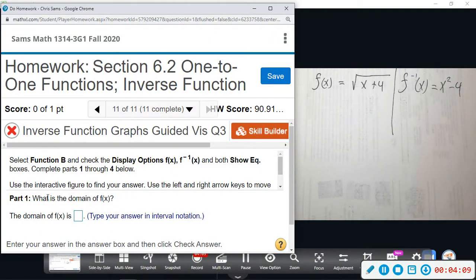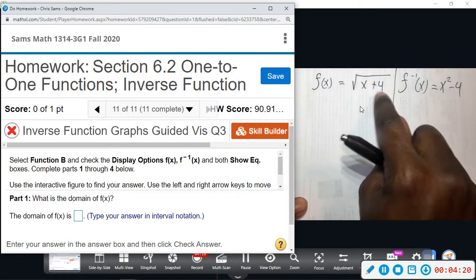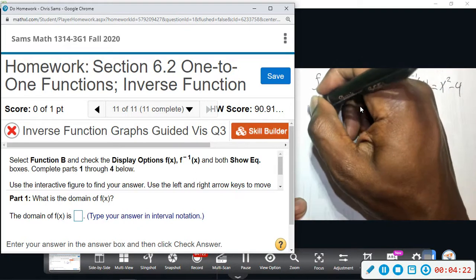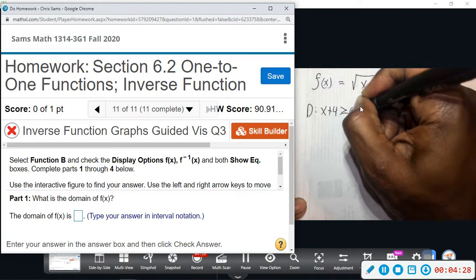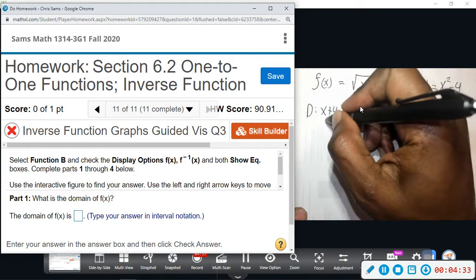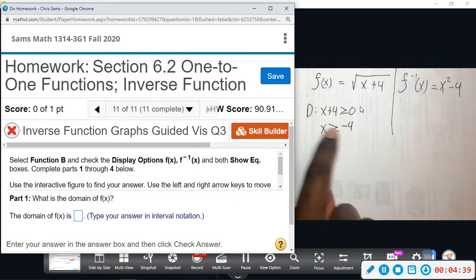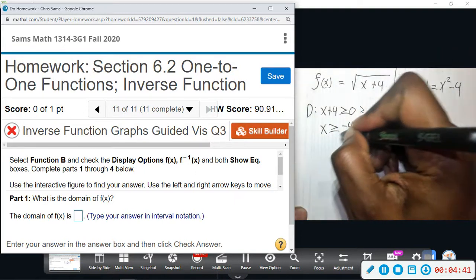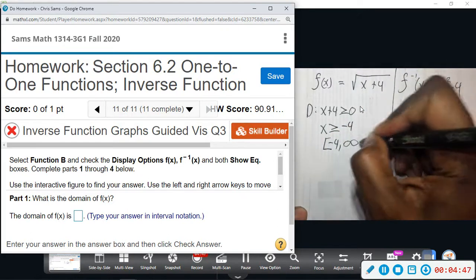Alright, so it wants us to find the domain of f of x. Alright, so here's f of x. We have a square root. So that means we have to set whatever is under the square root greater than or equal to 0. So domain starts out x plus 4 has to be greater than or equal to 0. We cannot take the square root of a negative, so it has to be positive. Subtract 4 from both sides and we get x is greater than or equal to negative 4, meaning negative 4 and above. So in interval notation, since equal to, we have to do a bracket, negative 4 up to infinity.